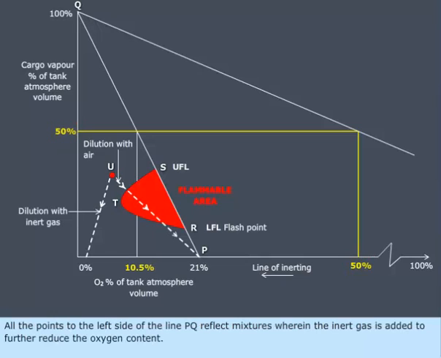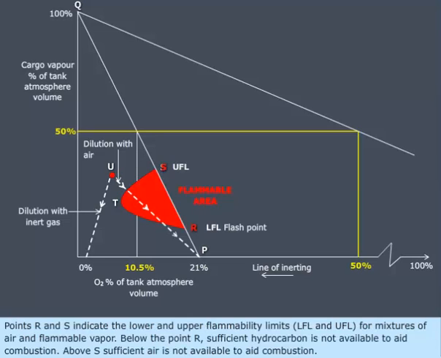All the points to the left side of the line PQ reflect mixtures wherein the inert gas is added to further reduce the oxygen content. Points R and S indicate the lower and upper flammability limits, LFL and UFL, for mixtures of air and flammable vapor. Below the point R, sufficient hydrocarbon is not available to aid combustion. Above S, sufficient air is not available to aid combustion.